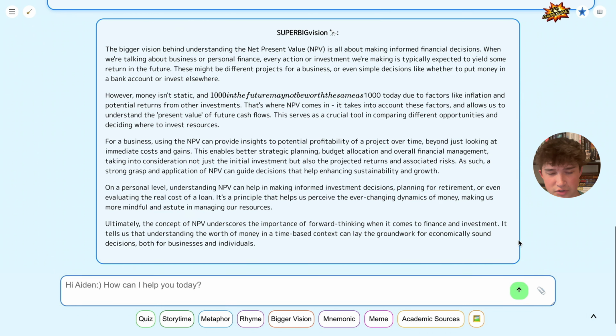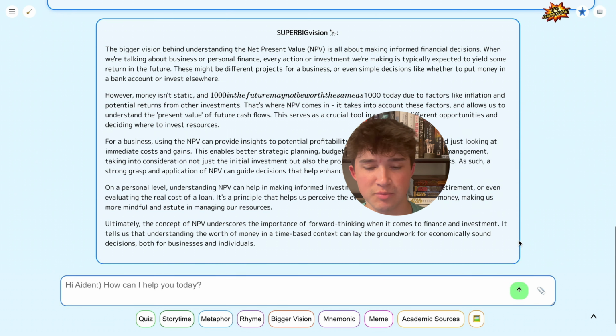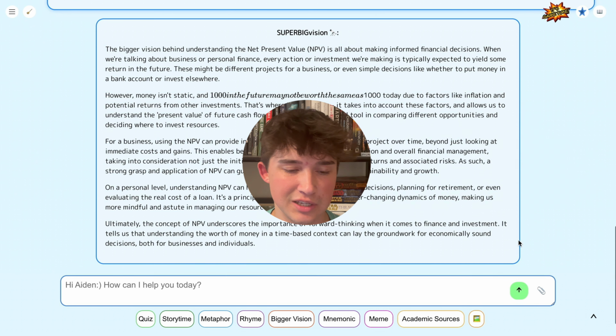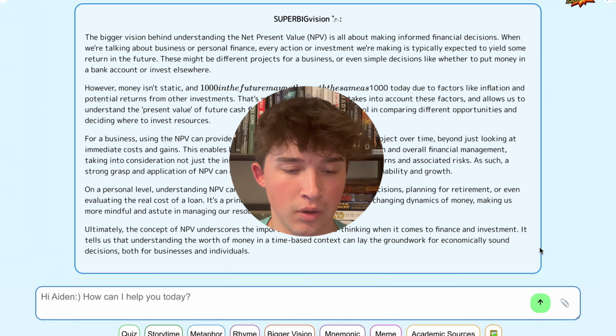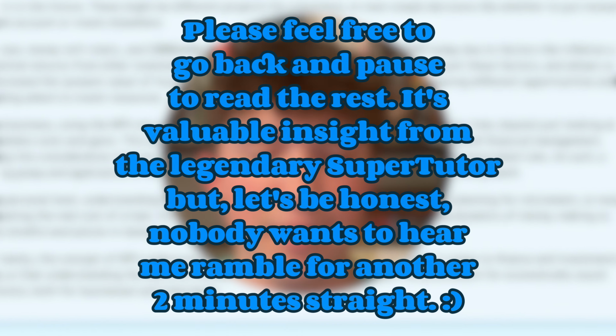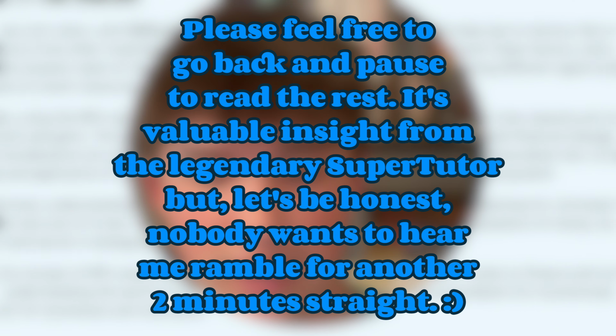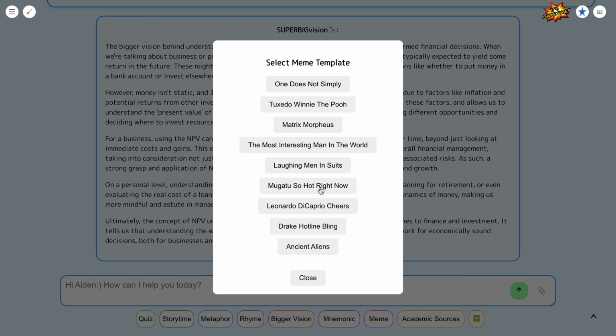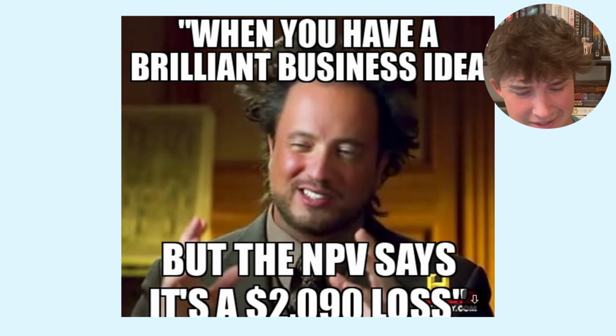The bigger vision behind understanding the net present value is all about making informed financial decisions. When we're talking about business or personal finance, every action or investment we're making is typically expected to yield some return in the future. These might be different projects for a business or even simple decisions like whether to put money in a bank account or invest elsewhere. However, the money isn't static, and $1,000 in the future may not be worth the same as $1,000 today due to factors like inflation.